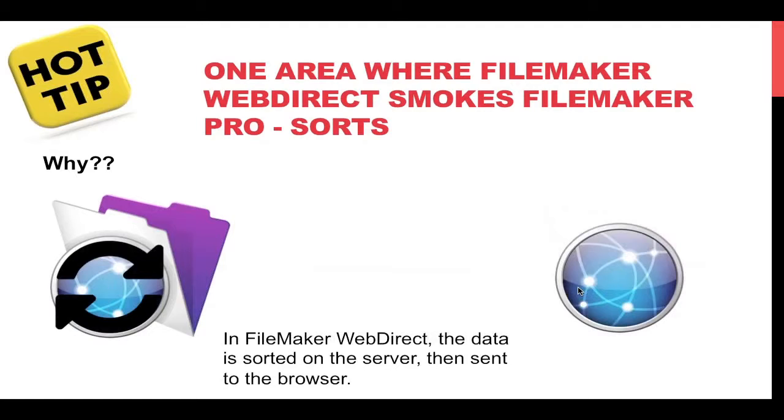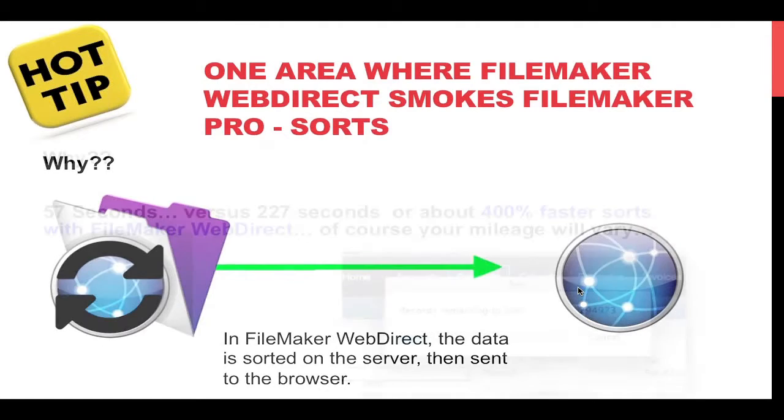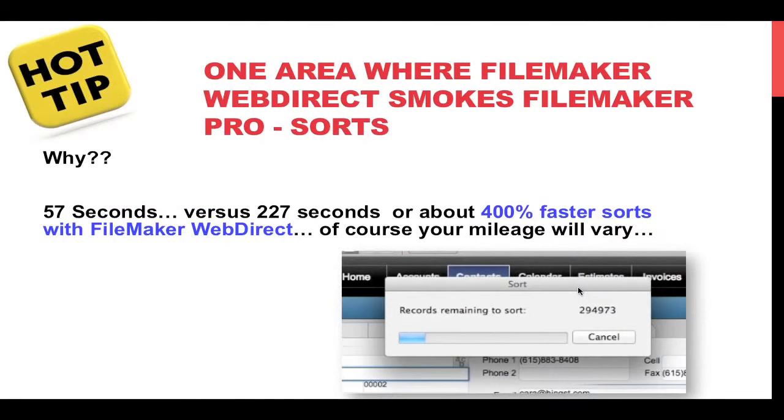But with WebDirect, they can't do that. There's no engine to send it to, so it stays on the server, right? Well, the side benefit of that is that the actual sorting occurs on the server. And so we did this test with like 300,000 records or whatever it was. And it was 57 seconds with WebDirect to sort this huge block of data versus 227 seconds with FileMaker Pro. So WebDirect, when you're doing sorts in a database, is actually way faster. So that's kind of a cool thing, an interesting byproduct of the way WebDirect is engineered. So just keep that in mind. It's just one of those little things, and we thought we'd get the stopwatch out and test it.